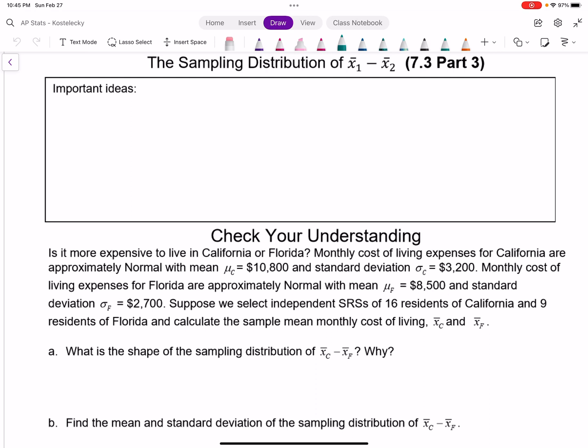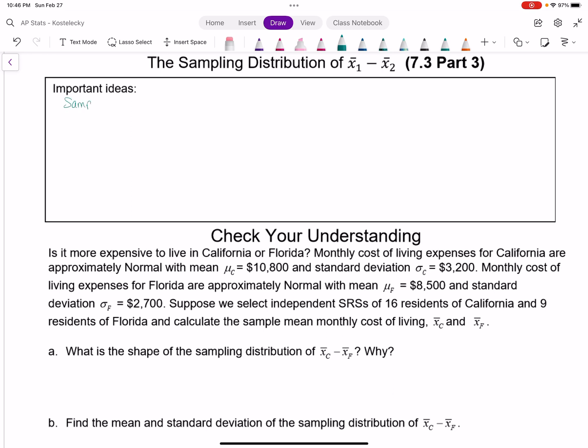Today we will be talking about the difference of two means and a sampling distribution. So if you have two samples that are means and you want to subtract them, then this is your process. So I'm going to start writing these notes out here.